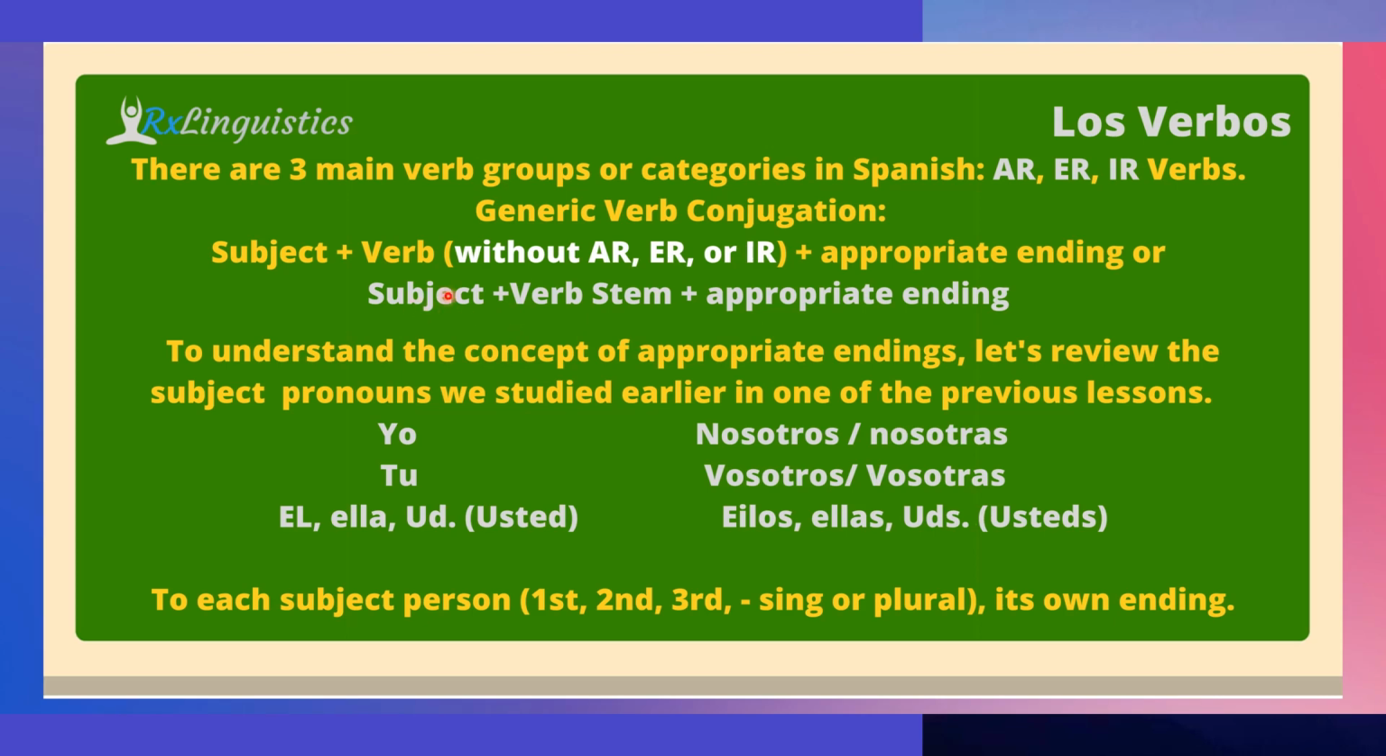So, for any of them, how you conjugate a verb is in an SVO structure, subject, verb, object structure. You have the subject, you add the verb, especially the verb's stem, which is the root, meaning the verb without the infinitive AR, ER, or IR, and then you add the appropriate ending. Okay? If we take the verb tomar, for instance, and we want to conjugate it in the first person, in the present tense, we'll take tomar, we'll remove the AR, and we will add the appropriate ending.